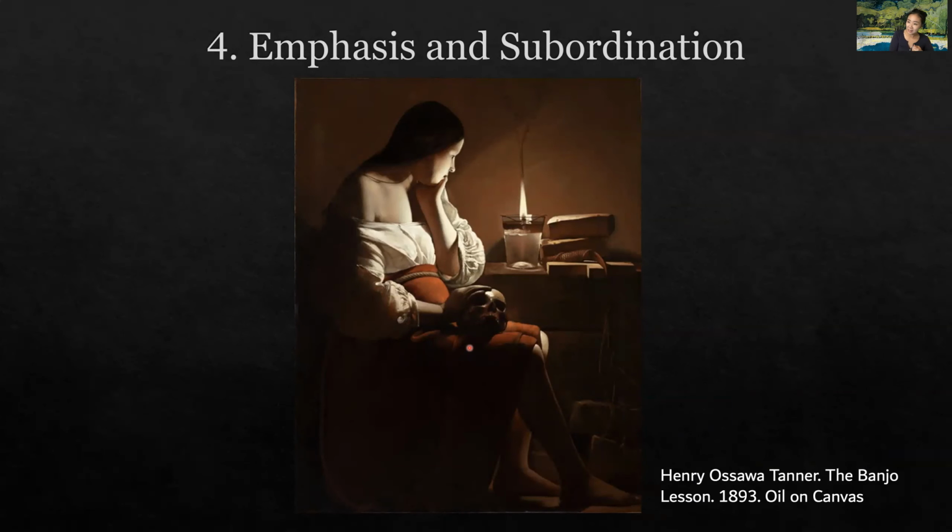And this is the easiest one. So where is the emphasis part in this painting? The whole bright part, right? And the focal point can be the woman's highlighted part and the candle. And the subordination part is the dark area.